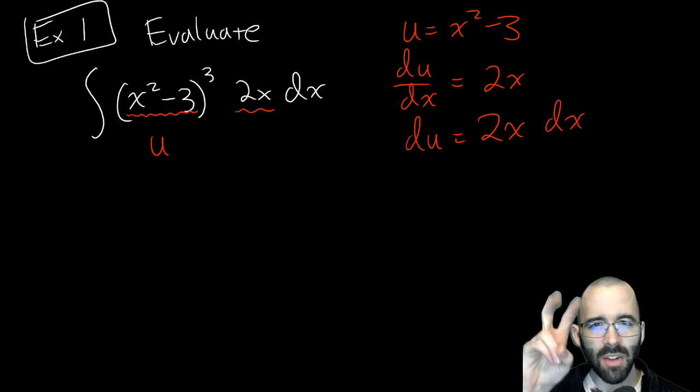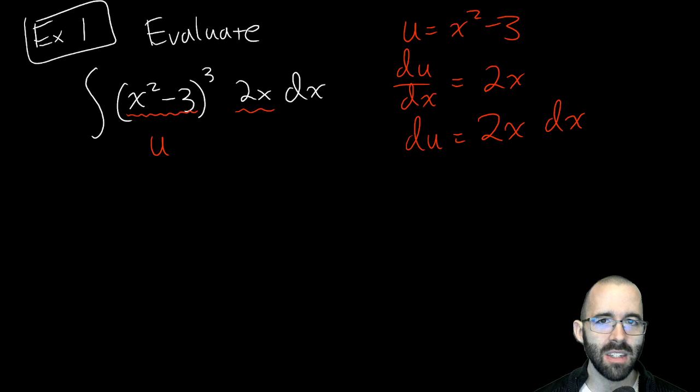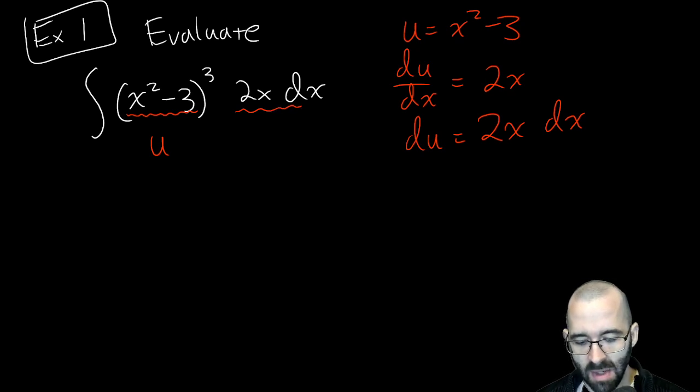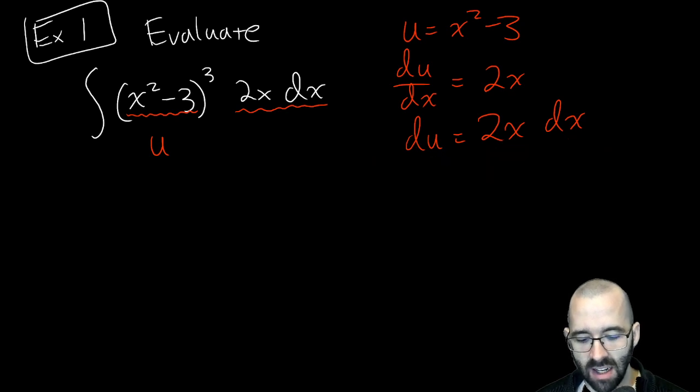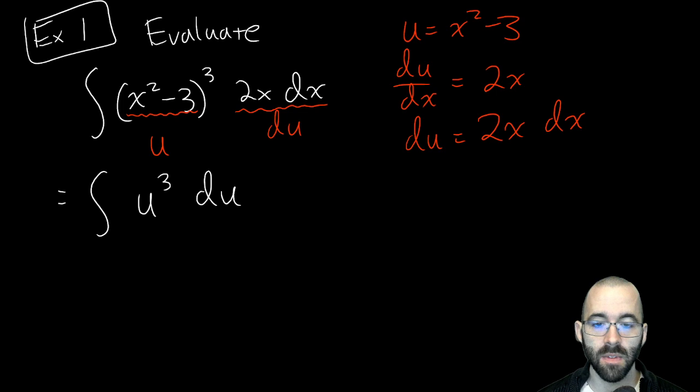Again, you can think about this as multiplying both sides by dx. Not technically what's happening, but that's how you can remember it. Because this is nice. Because that means that this guy, 2x dx, perfect. 2x dx is exactly our du. So this integral just becomes the integral of u cubed times du.